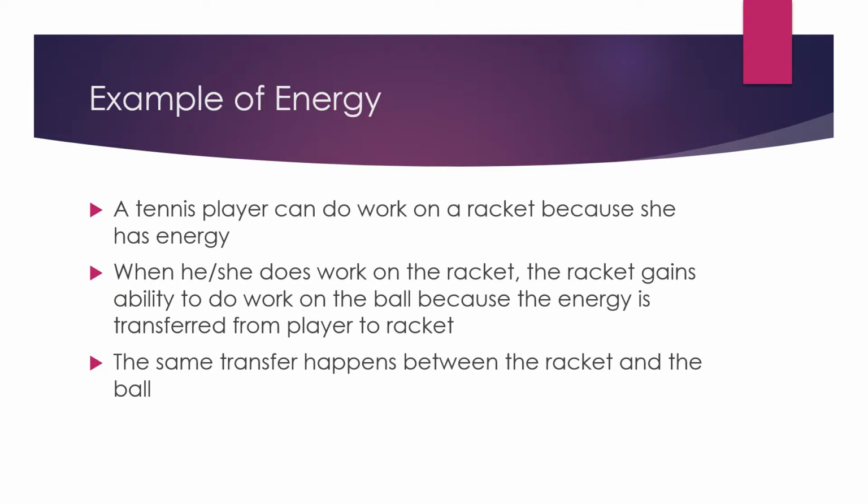And then the same kind of transfer happens from racket to ball. Once the ball has work done on it, it has the ability to do work on another object. Let's say it hit something and knocked it over, it had the ability to do work on that, and so on and so forth. The energy just keeps getting transferred and converted, and we're going to talk more about that conservation and energy conversions as we get further into this chapter.